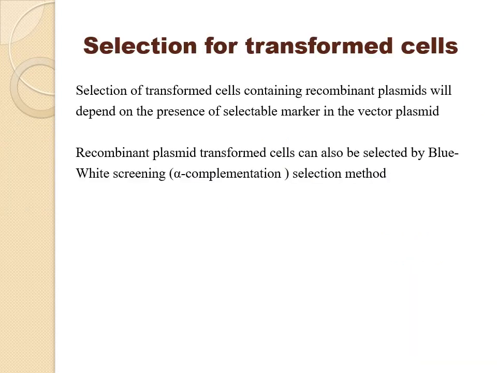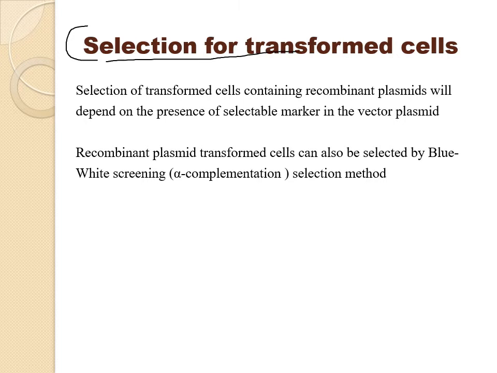Let's talk about the selection of transformed cells. How do we know, when the DNA gets inside these cells, that all of them are transformed? There is always a 50-50 chance, because not all of the cells that take up DNA inside the bacterium or E. coli are transformed; some are transformed whereas some are not. So how do we know which are transformed? This is the process of selection of transformed cells.